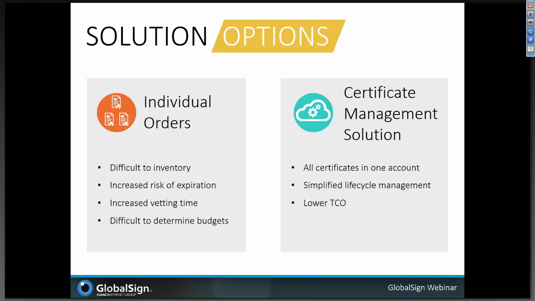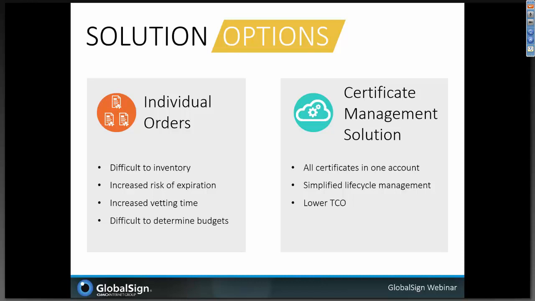And a lot of times companies may do this. Multiple people may be ordering certificates, so there are multiple accounts in an organization. It's difficult to figure out what you've got if people are just buying certificates ad hoc from different vendors, or potentially the same vendor but with separate accounts, where there's not one place where you can see everything, your inventory of all the certificates you have in your infrastructure.